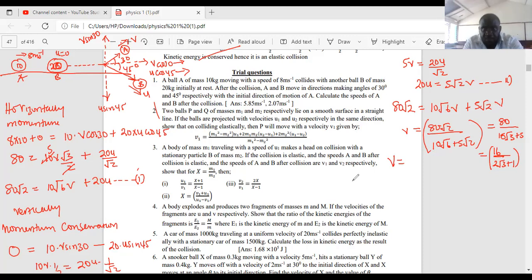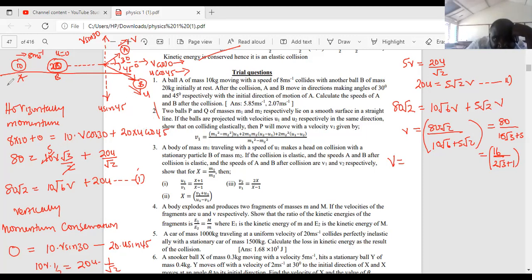3.584. Are you sure? The question says, calculate the speeds of A and B after collision. We are wrong. The answer is 5.85 and 2.07. Where could I have gone wrong? Did I resolve correctly? v cos 30, yes, times 10. u cos 45, yes, times 20.